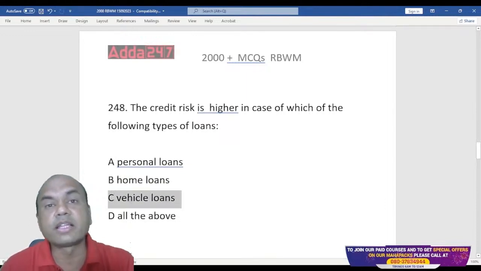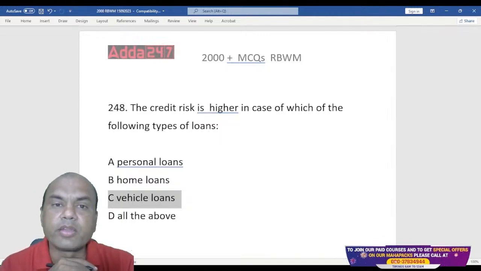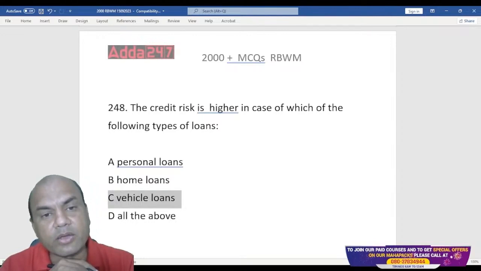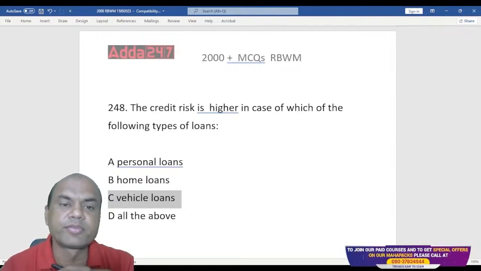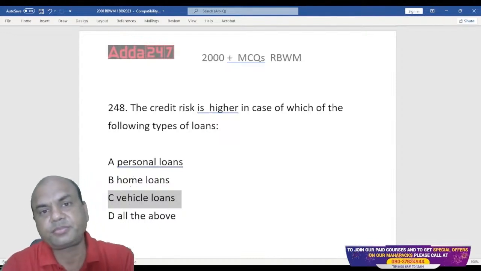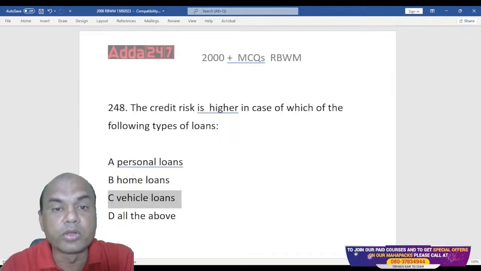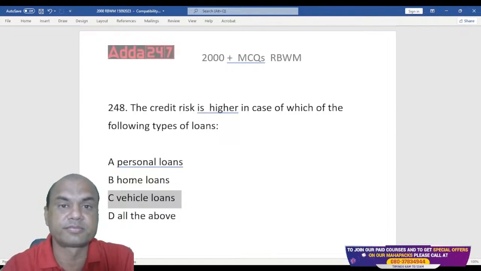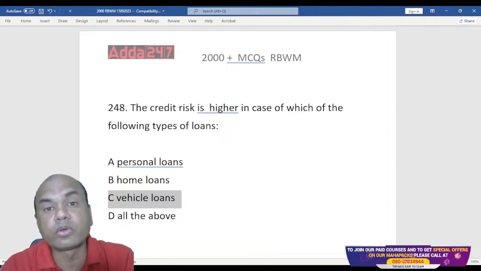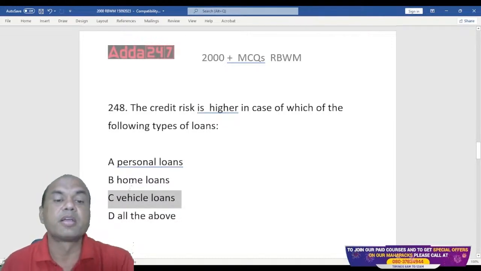In case of vehicle loans, tell me one thing. What is done to the vehicle? Is it mortgaged, hypothecated, or assigned? Type in the comment section, everyone. It is hypothecated. Vehicle is always hypothecated. Okay. Home loans, home is always mortgaged. Got it? Gold loan, gold is always pledged. Then FDOD, FD is lien-marked. Got it? Chalo, let's move on.